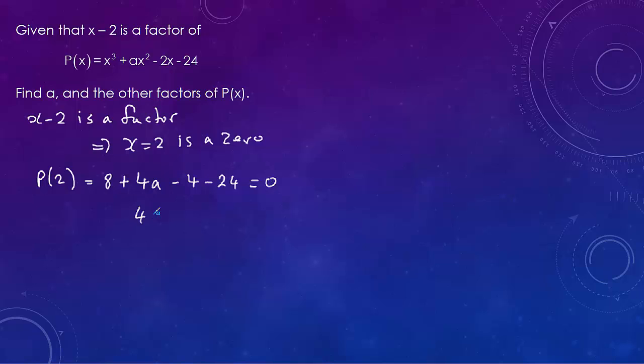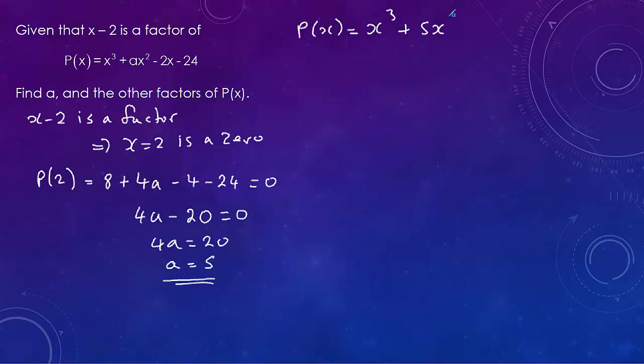So that gives me 4a take away 20 is equal to 0. So 4a equals 20, a is equal to 5. And that tells us that the polynomial is x cubed plus 5x squared minus 2x minus 24. Now we want to find the other factors of this.